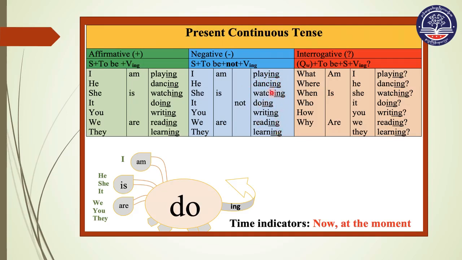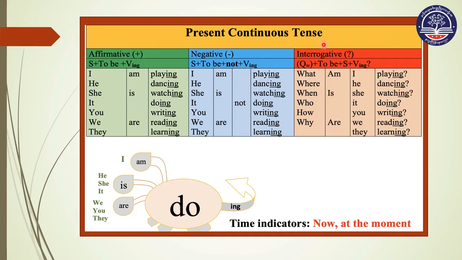So if it's a negative, I am not playing. He is not dancing. She is not watching, right? It is not doing. You are not writing. We are not reading. And they are not learning. Okay? So this negative, the only difference from the positive is the column not, right?